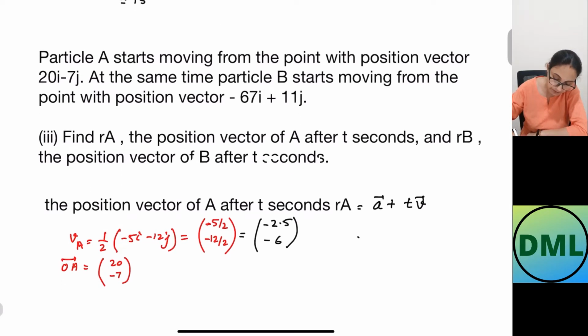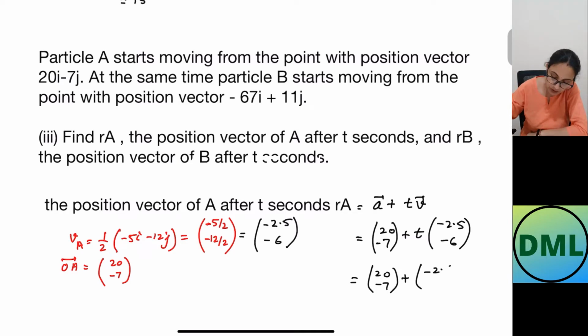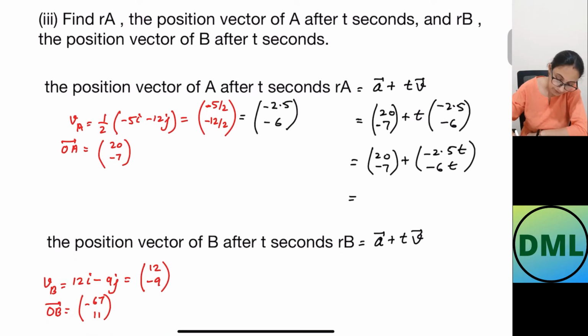So let's substitute the value here. The initial value is 20, minus 7, plus time t multiplied by the velocity vector. The velocity vector is minus 2.5 and minus 6. So let's solve this. That will be 20, minus 7, plus minus 2.5t and minus 6t. That will be equal to 20 minus 2.5t, minus 7 minus 6t. That will be the position vector of A after t seconds.